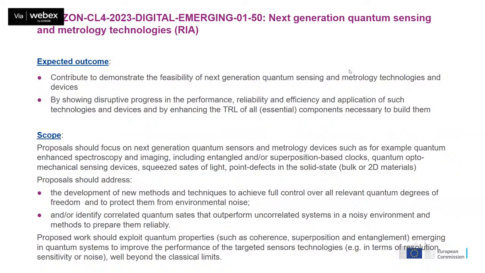So the scope, the proposal should obviously focus on the next generation quantum sensors and metrology devices, such as, for example, quantum enhanced spectroscopy and imaging, including entangled and or superposition-based clocks, quantum optomechanical sensing devices, squeezed states of light, point defects in the solid state. These are just examples, and they can contribute to many fields by an extreme precision or accuracy measurement.